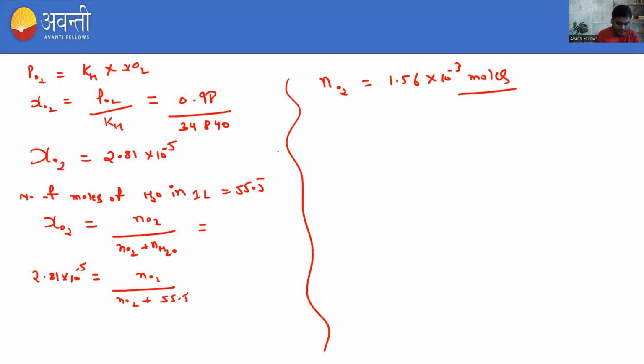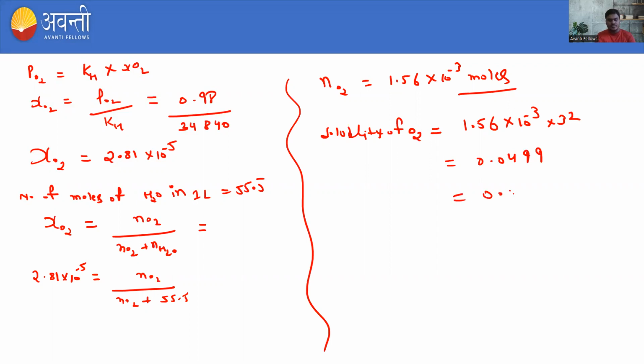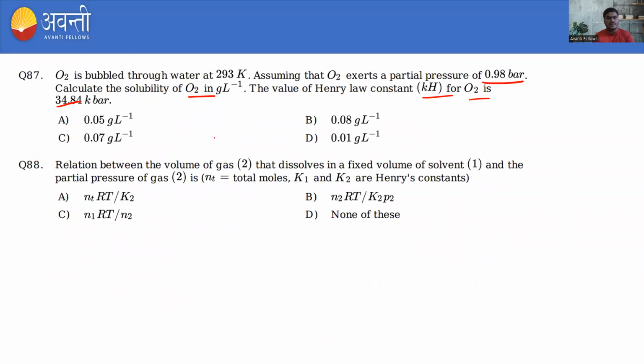Now, the solubility of O2 is equal to 1.56 into 10 raised to the power minus 3 into 32. So it comes out to be 0.0499, or we say 0.05 gram per liter. So 0.05 gram per liter. So A is the absolutely correct answer for this question. Good, so this is how we can find this.